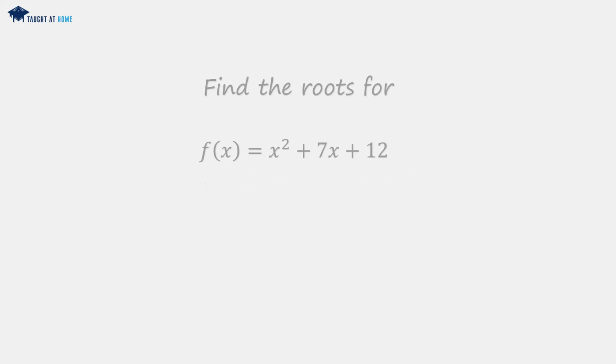Example 1. Let's find the roots for f of x equals x squared plus 7x plus 12. We're going to set f of x equals 0, and I'll just rearrange that so the 0 is on the right hand side. And so what we need to do is factorise x squared plus 7x plus 12.